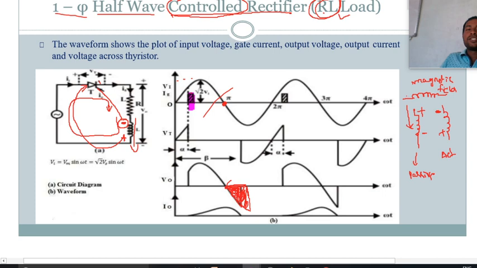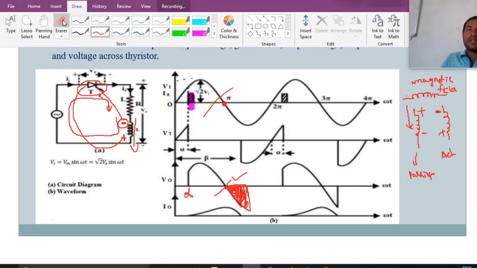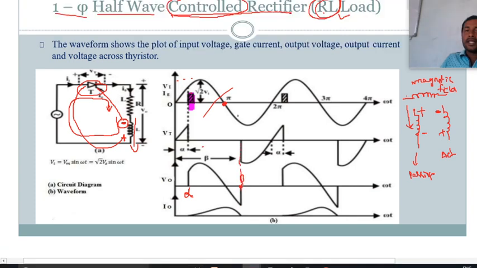So this is the firing angle alpha, and this is the extension angle beta. Let me erase. This is the extension angle beta. So look at this one, up to this point the thyristor will continuously be turned on.